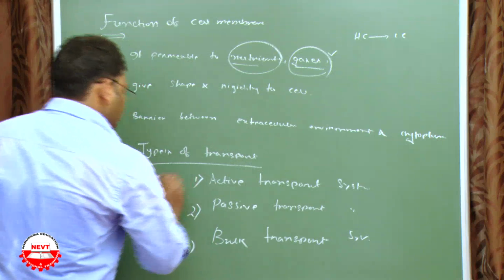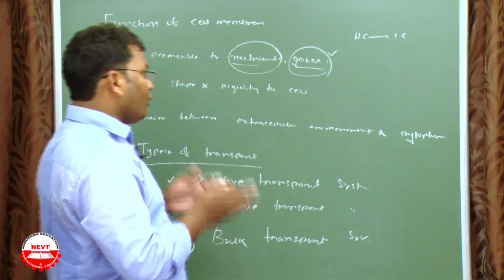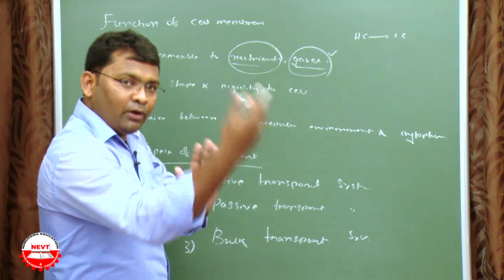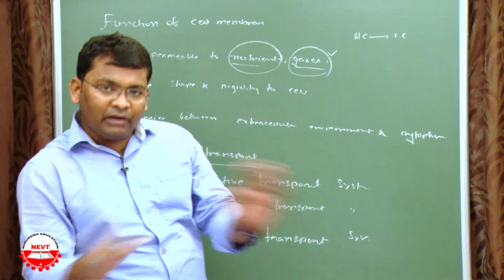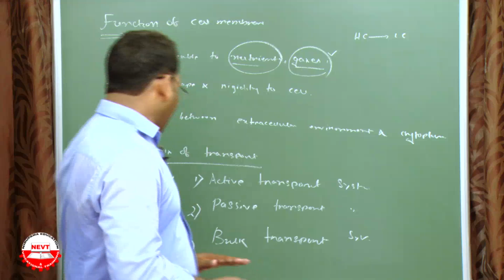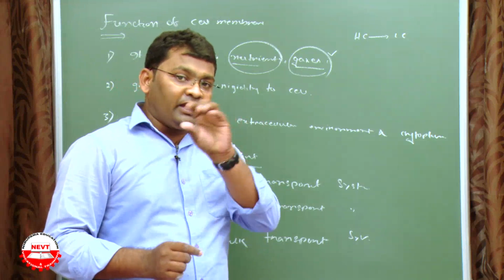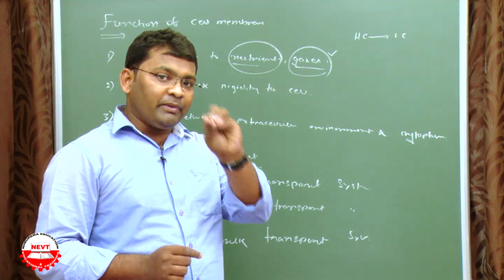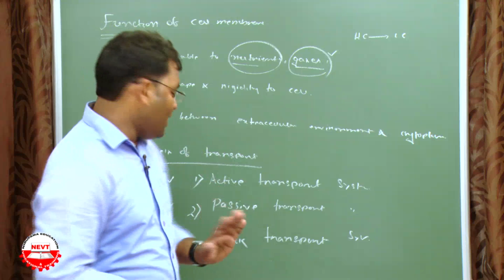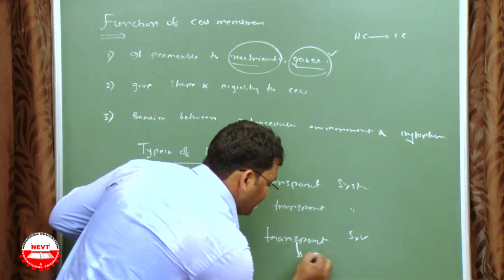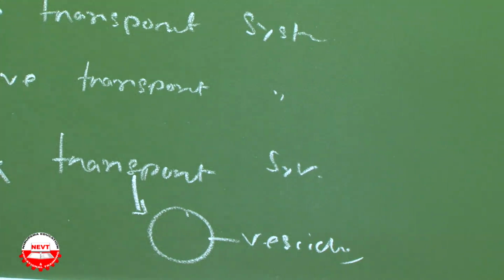So what is the active transport system? The system which requires energy for movement from in to out, or out to in. In the passive transport system, there is no requirement of energy. And in the bulk transport system, energy is required as well as some carrier particles which carry the materials from outside to inside the cell or from inside to outside. And that carrier part is called vesicles. So that is the basic difference.